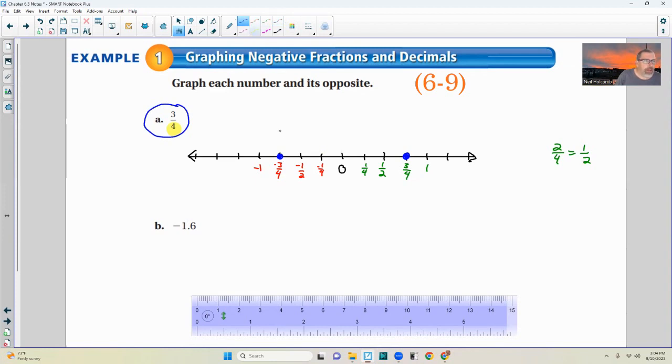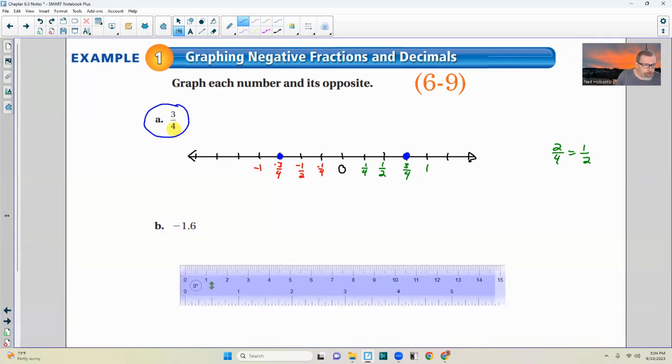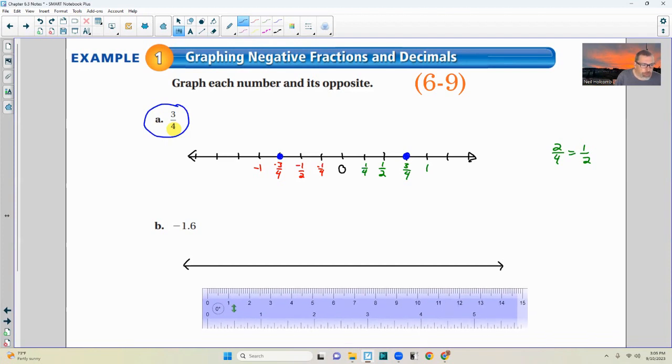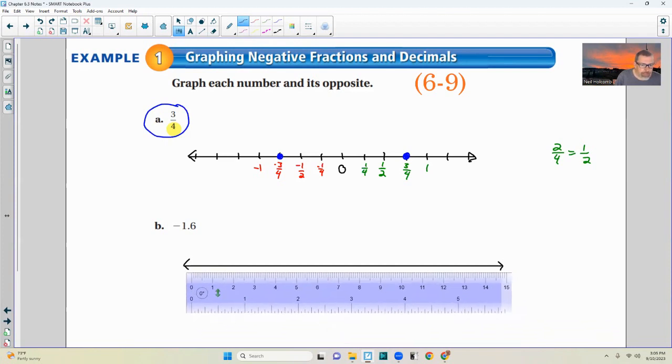Okay, let's try it again. Now we're doing a decimal. So I'm going to put the ruler back here, draw a nice straight line, move the ruler out of the way, and draw an arrow showing that this goes to the right forever and to the left forever. Then I'm going to bring my ruler back up and put marks every centimeter, or I might even do every half centimeter in this case, but we'll see.